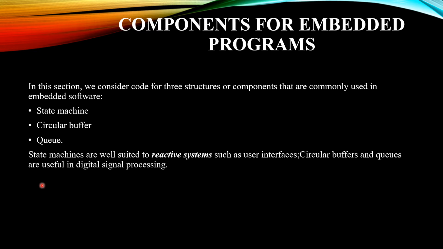State machines are well suited to reactive systems such as user interface systems. Whenever there is a change in the input, it has to change the state; that is the reactive system. Based on the input, it has to change the state. Then circular buffers and queues are useful in digital signal processing.